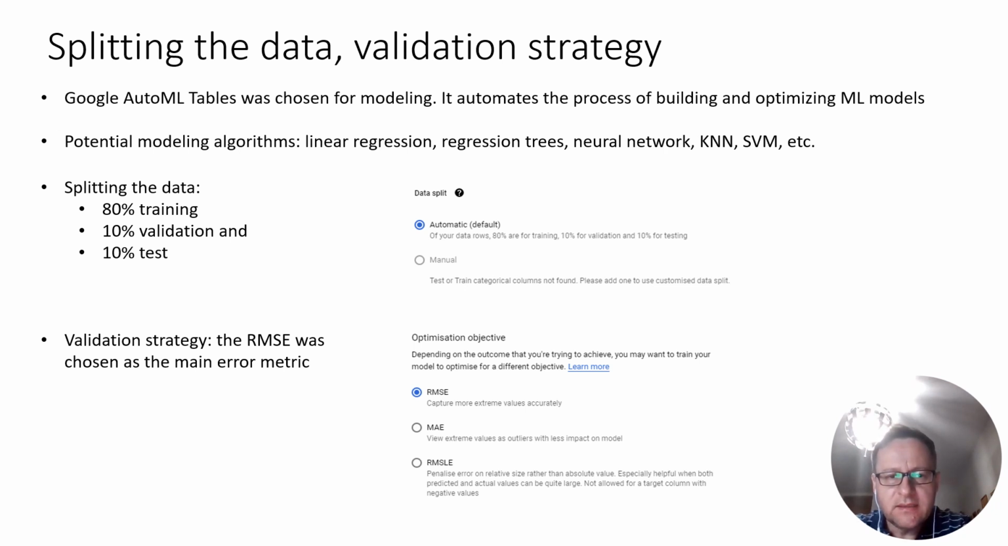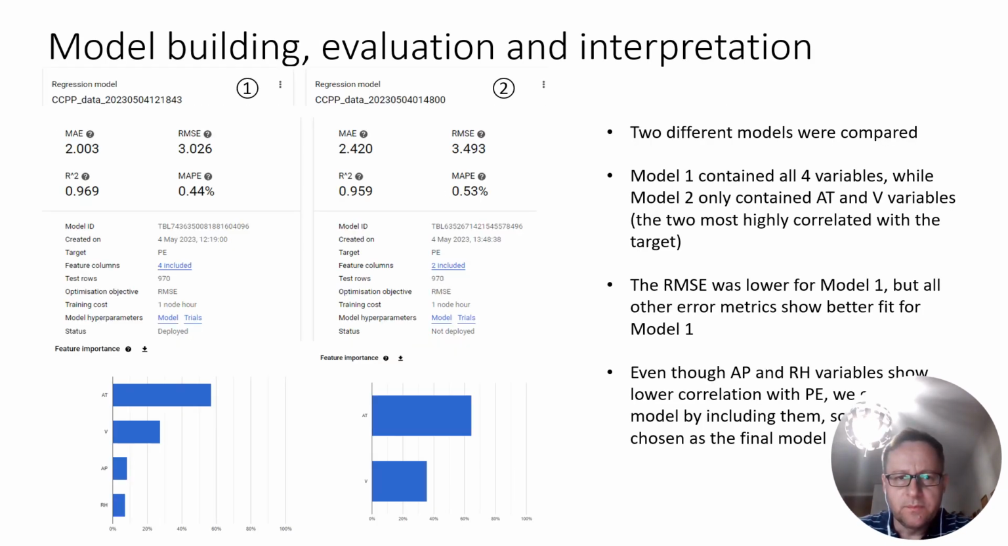Moving on to splitting the data, I went with the automatic or default version provided by AutoML, which was 80% training set, 10% validation, and 10% test set. Regarding the validation strategy, the tool went with the RMSE, so the root mean squared error, as an error metric, and I was okay with that. But as you can see on the screen, it could have been the MAE or some other error metrics too.